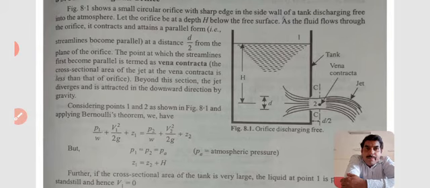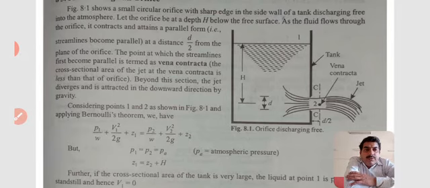This section is termed the vena contracta. The cross-sectional area of the jet at the vena contracta is less than that of the orifice. Beyond this section, the jet diverges and is attracted in the downward direction by gravity, which is seen in the diagram. It goes downwards due to the action of gravity.